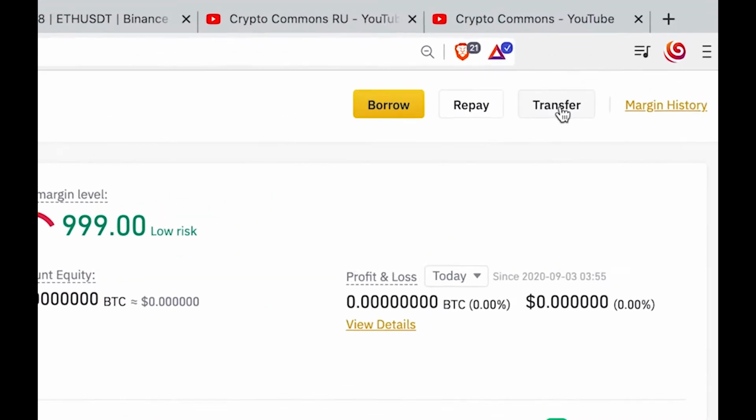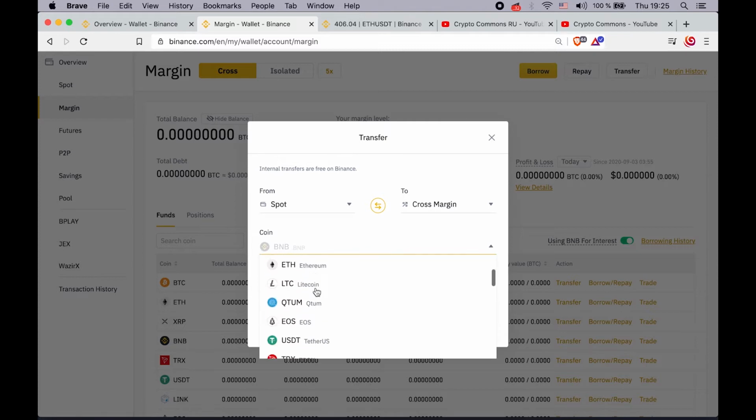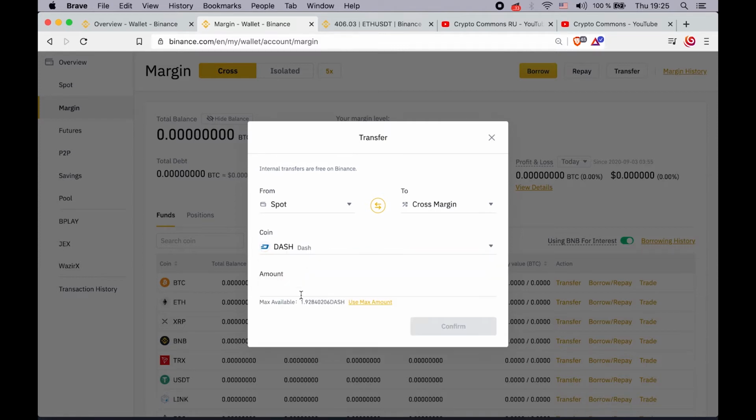So we click here on transfer and choose that we want to transfer from spot wallet to cross margin wallet. And we're gonna choose which coin we want to transfer. Now we choose Dash coin. We click maximum amount, choose Dash coin, from spot wallet to cross margin, click confirm, OK, and here we are.